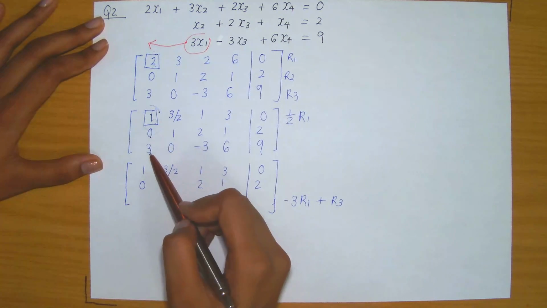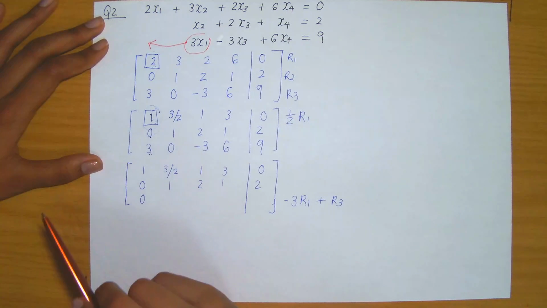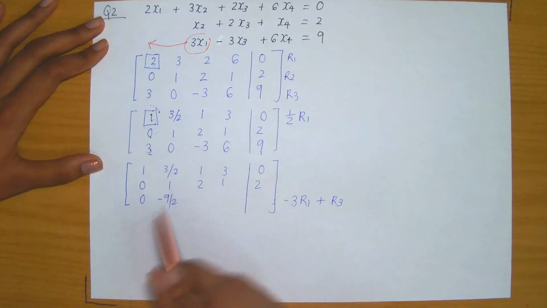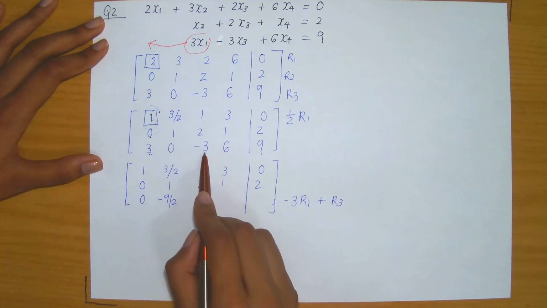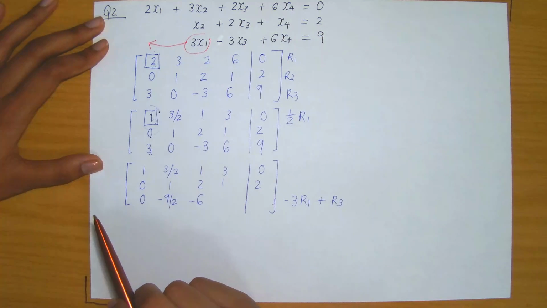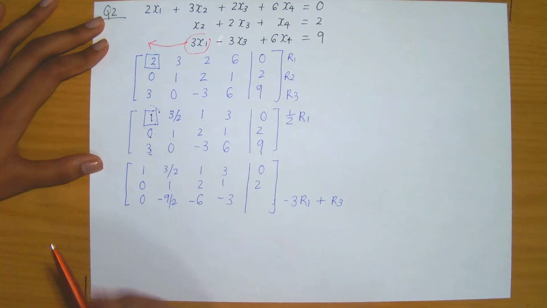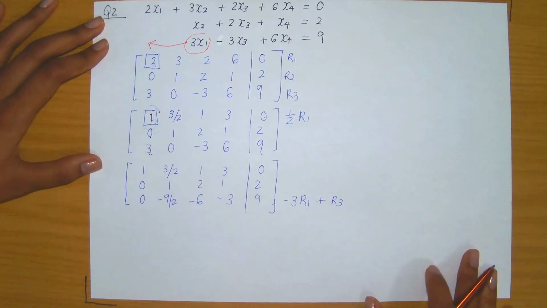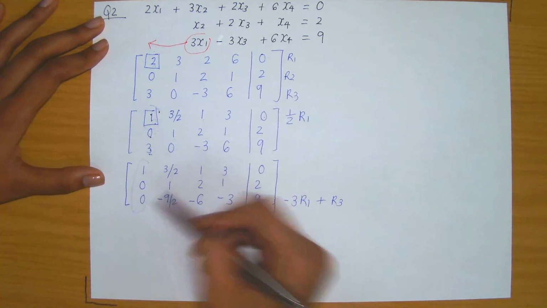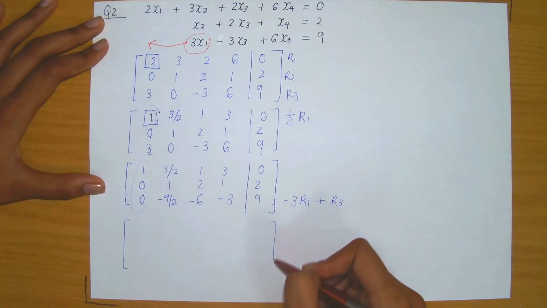So minus 3 times 1 plus 3 gives me 0. Minus 3 times 3 over 2 plus 0 gives me minus 9 over 2. Minus 3 times 1 plus minus 3 is minus 6. Minus 3 times 3 is negative 9, plus 6 is minus 3. Minus 3 times 0 is 0, plus 9 gives me positive 9. Right, so that's what we've done. And notice now that column 1 is now a unit column. It has an entry of 1 and zeros elsewhere. So we can now move on to column 2.